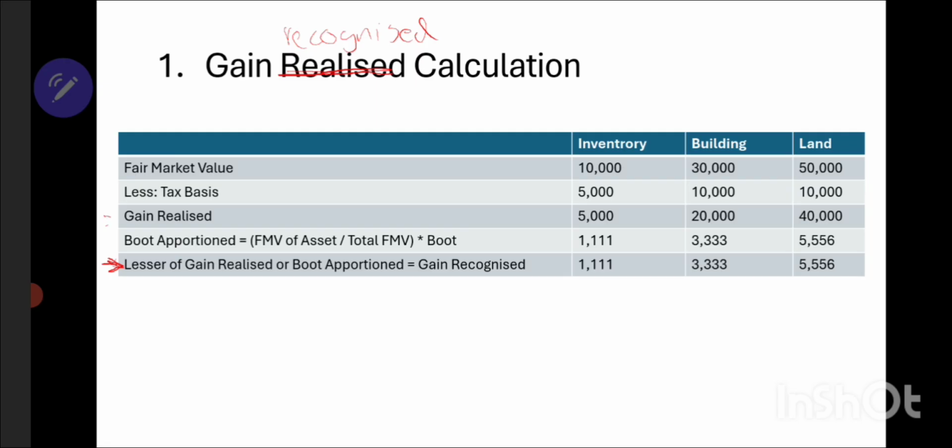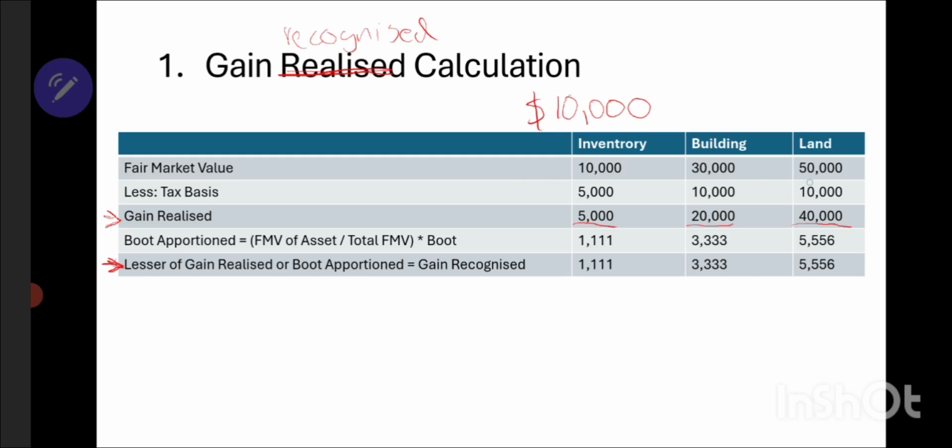Gain realized would be this number. Okay, so we have to take the fair market value, subtract out our tax basis. That's all that we have to do to get the gain realized. Then we have to figure out a separate calculation, which is the boot apportioned. Now remember that we had $10,000 worth of boot, and the boot was just the cash that we received apart from the stock.